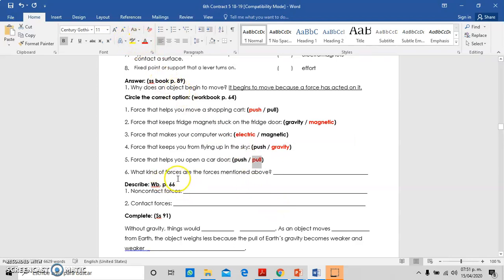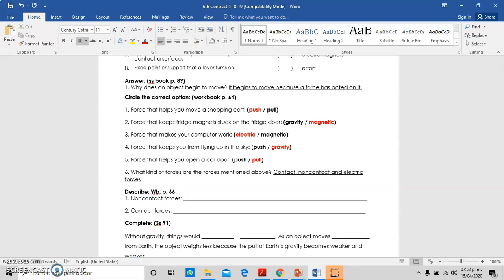Okay, what kind of forces are the forces mentioned above? As you can see, we chose push, magnetic, electric, gravity, and pull. These are contact and non-contact forces. Non-contact and electric forces. Okay?